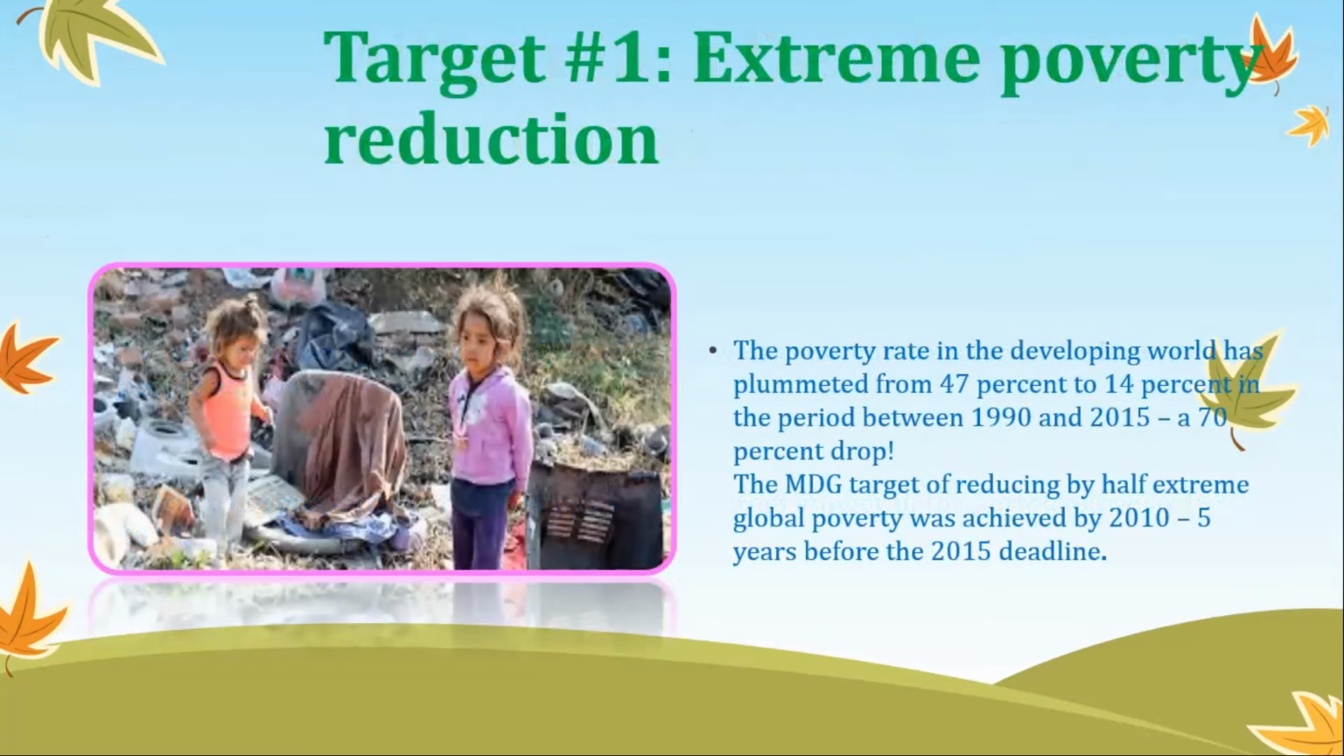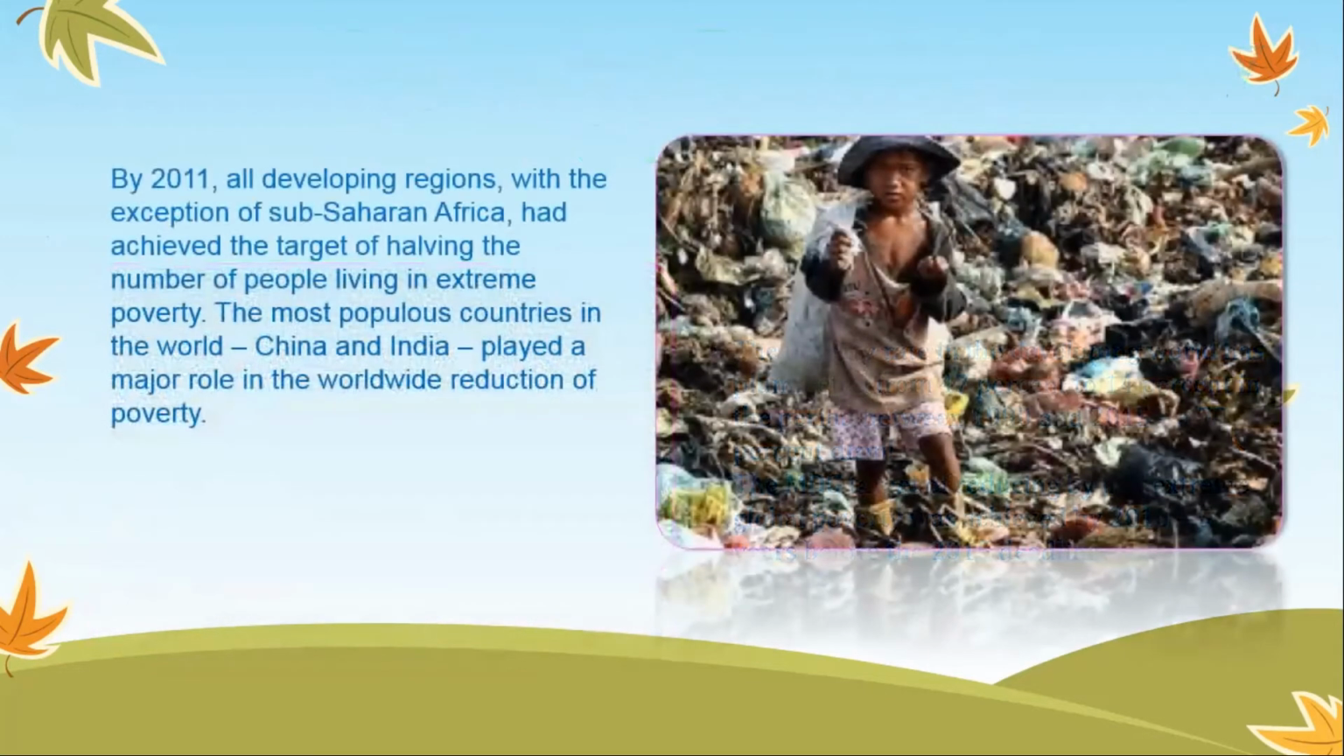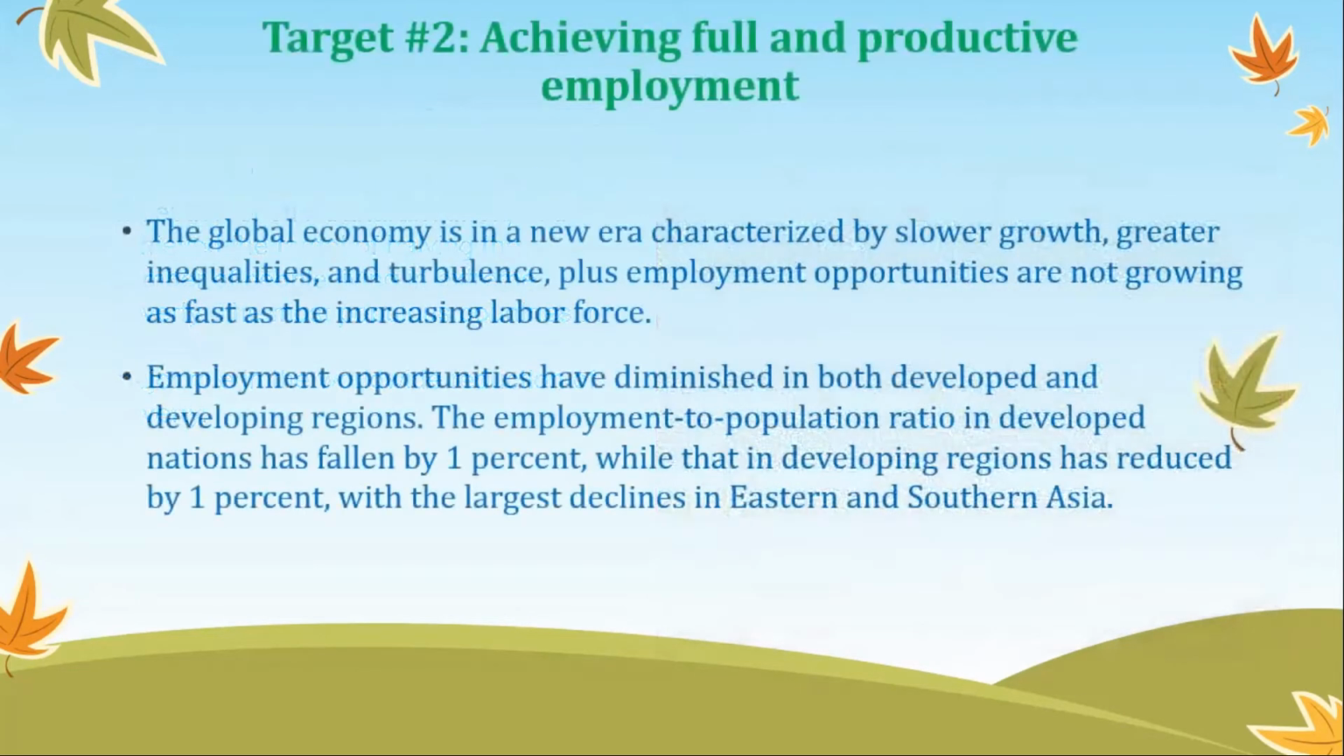The poverty rate in the developing world has plummeted from 47% to 14% in the period between 1990 and 2015, a 70% drop. By 2011, all developing regions, with the exception of sub-Saharan Africa, had achieved the target of halving the number of people living in extreme poverty. The most populous countries in the world, China and India, played a major role in the worldwide reduction of poverty.